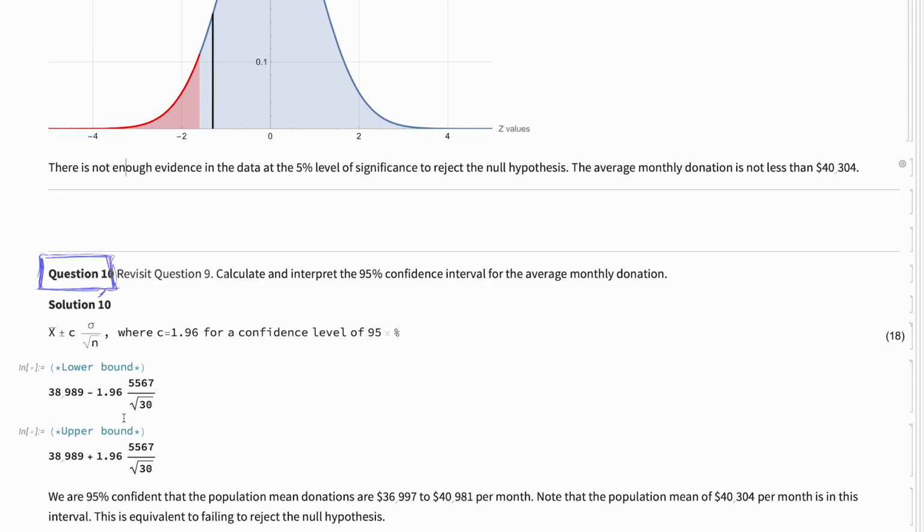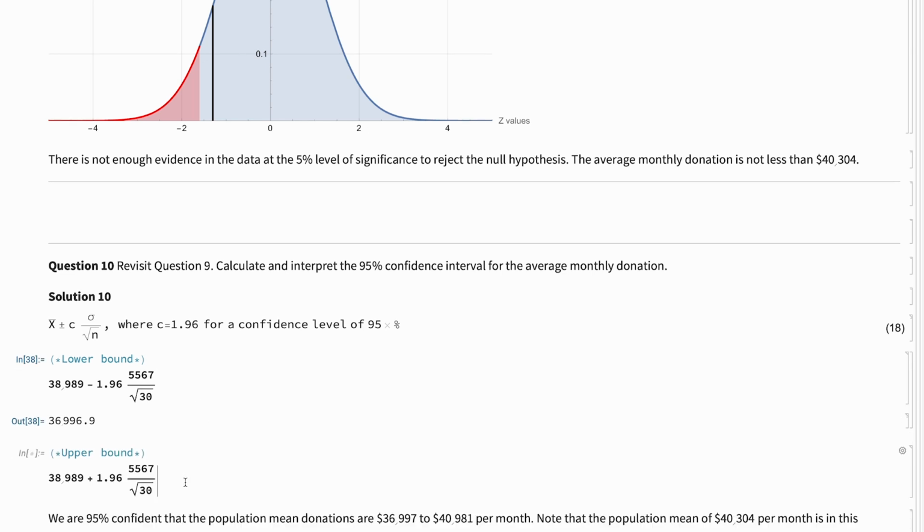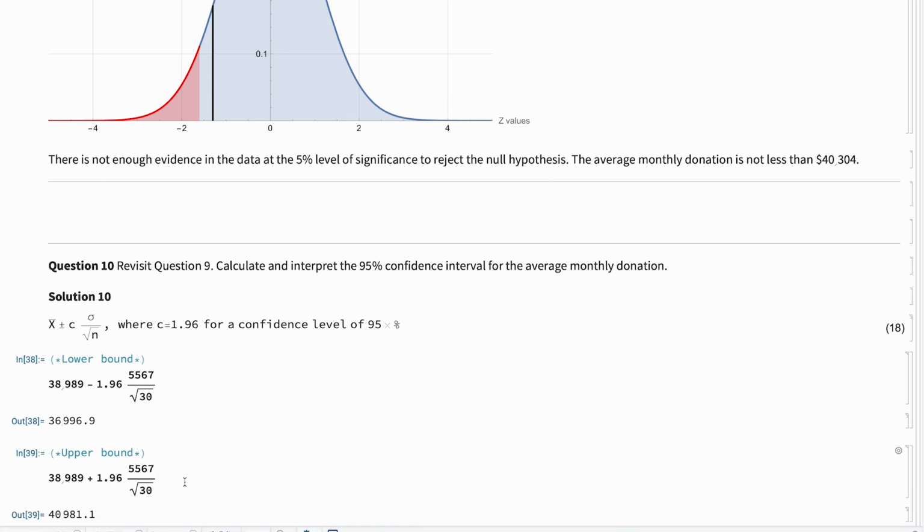Question number 10, let's just revisit question number 9, and now I want to calculate the 95% confidence interval around the sample mean. Do remember, my sample mean was 38,989. I just want to know what is a lower value and an upper value around that value that would represent being 1.96 standard errors away from the sample mean. And that's exactly what I calculate here. Do remember that there's a spreadsheet for that. And I would suspect that my population mean would be within the interval that I find. Why? Because we failed to reject the null hypothesis under hypothesis testing.